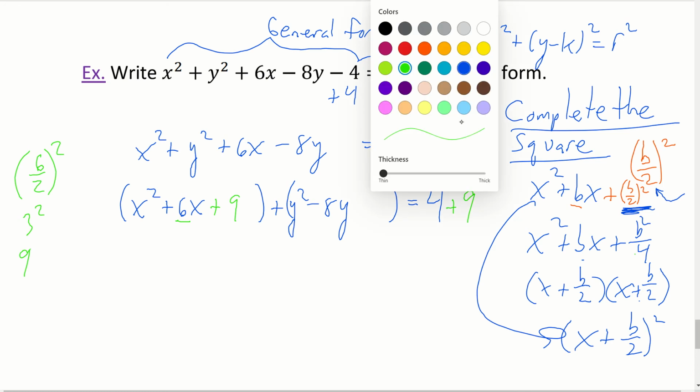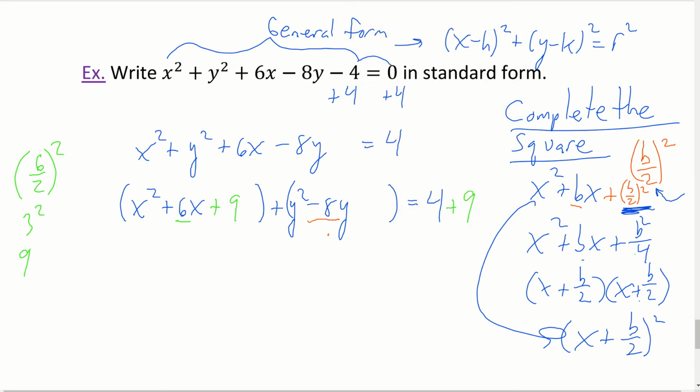Let's now complete the square in the y variable. If we look at the coefficient of y, the coefficient of y is negative 8. So we need to take half of negative 8 and then square it. Half of negative 8 is negative 4, and then negative 4 squared is going to be 16. So to complete the square on the inside here, I need to add 16. And if we add 16 on the left-hand side, then we also need to add 16 on the right-hand side.